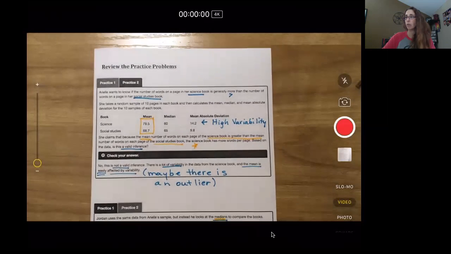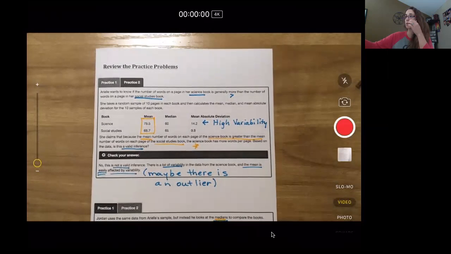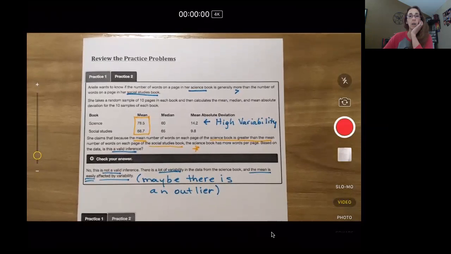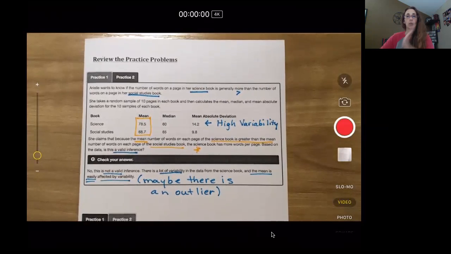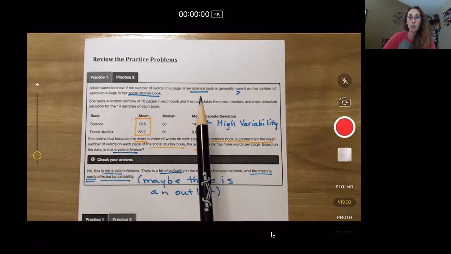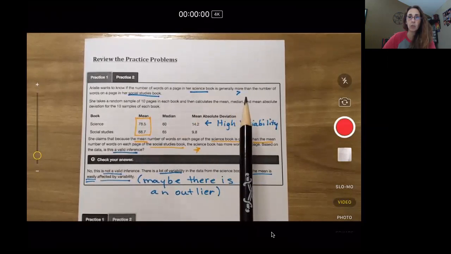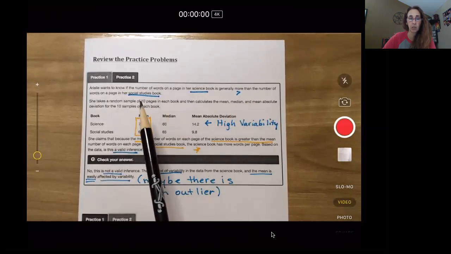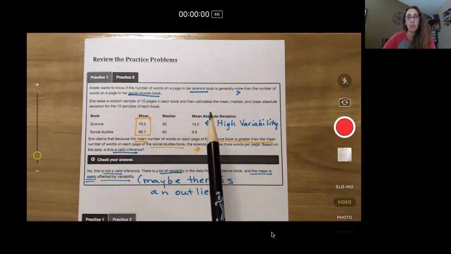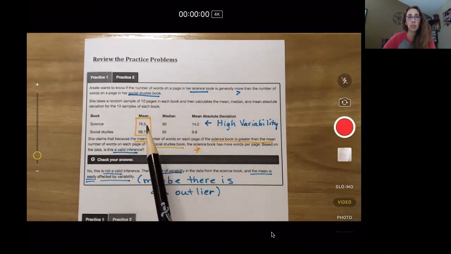And Flora Virtual gave you 2 different problems, and these are very close to what you're going to see on your quiz, because the quiz only has 2 problems. So when you're looking at this first problem, it says Ariel wants to know if the number of words on a page in her science book is generally more than the number in the social studies book. So she takes a random sample from 10 pages and finds the mean, median, and mean absolute deviation for the 10.